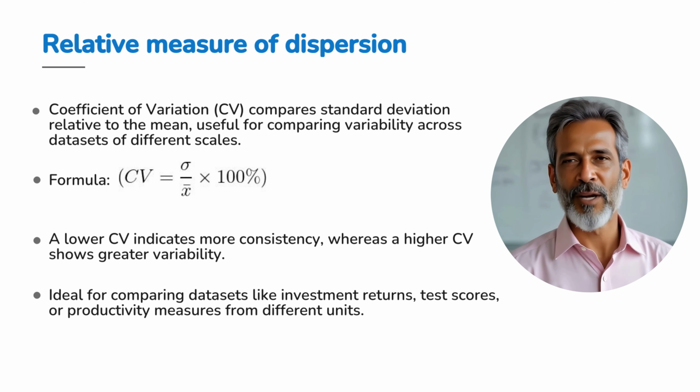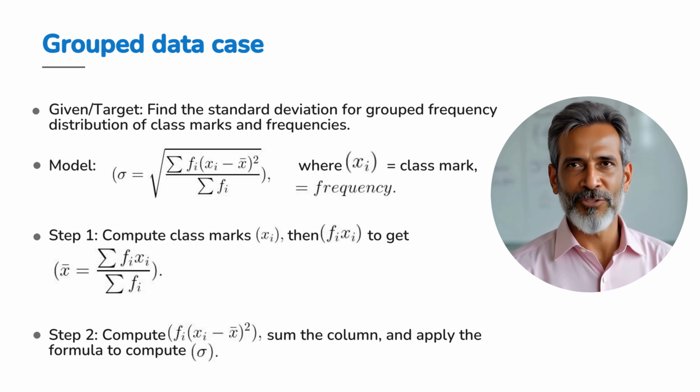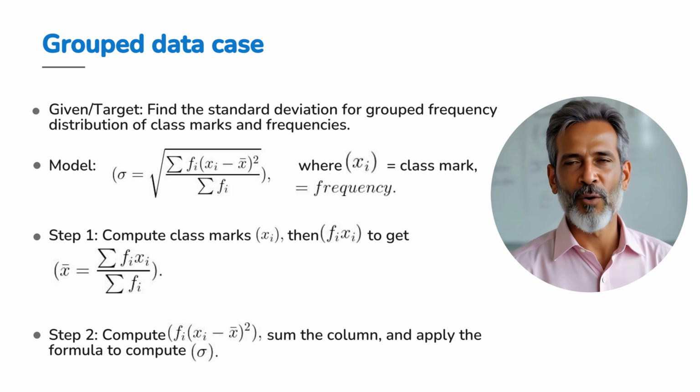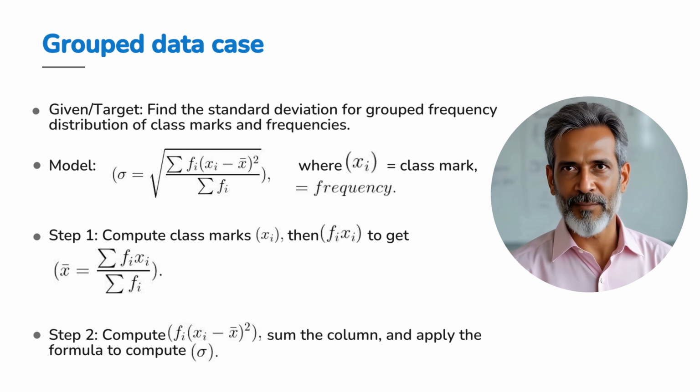Excellent job following along. Time to see these concepts in action. Suppose you have grouped frequency data with class marks and their corresponding frequencies, and you need to find the standard deviation. Recall the formula for grouped data. Sigma is the square root of the sum of frequency times the square of the difference between class mark x sub i and mean x bar, divided by total frequency.